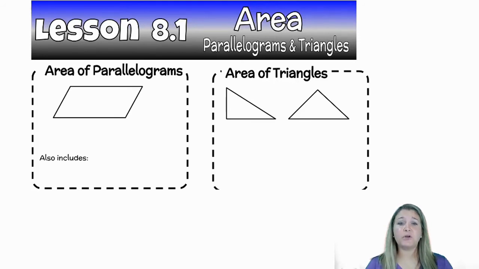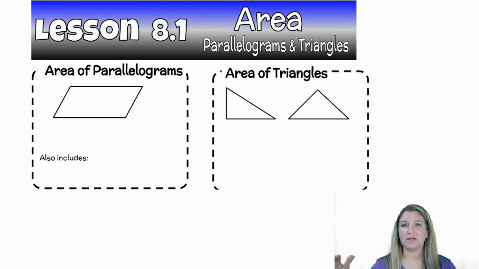So the first two shapes that we're going to look at, instead of throwing all these shapes together, we're going to kind of break it up and then throw them all together at the end. But we're going to look at parallelograms and triangles. So just basic, the area of parallelograms is going to be the base times the height. That's just it. Now you're thinking, well, which one is the base and which one is the height?